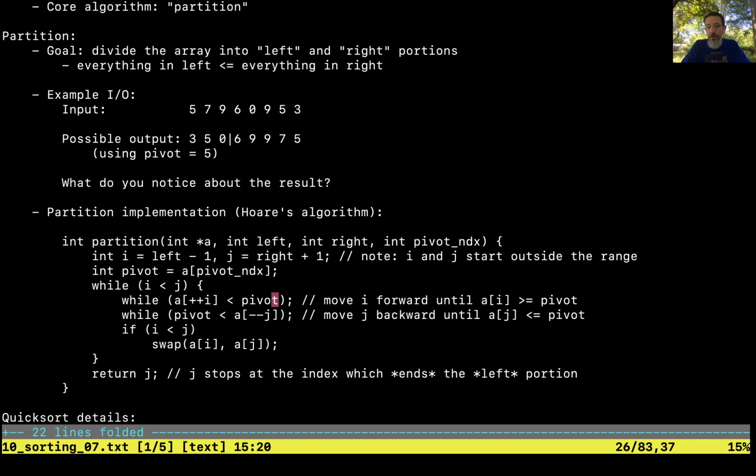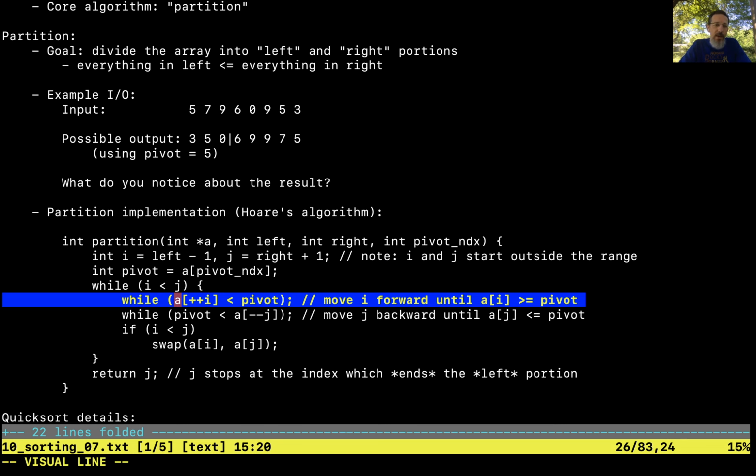And what does that condition do? Well, the very first thing that it does is it actually increments i. And that's why it's okay that i actually started one before the left, because the first thing that we do is we march one forward to the left value. And it's the same thing with j. It starts one past the right because the first thing we're going to do is march backwards to where the right began.